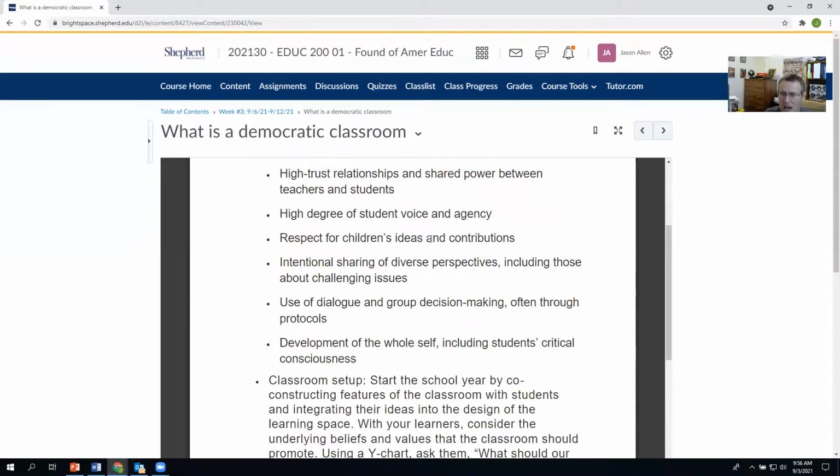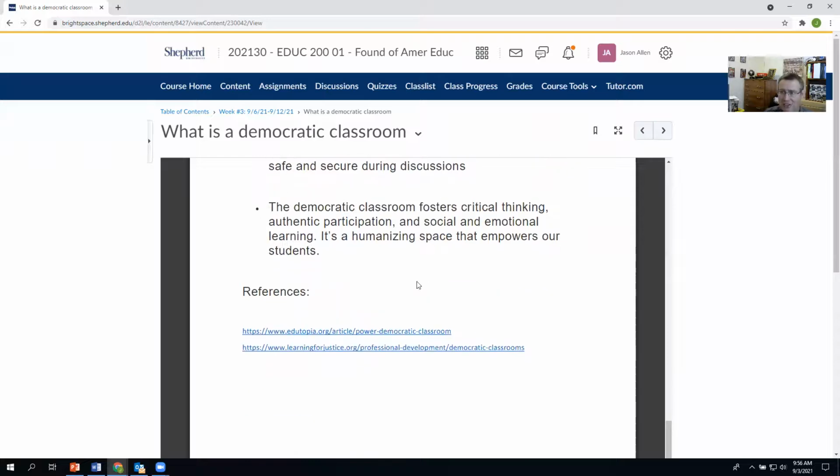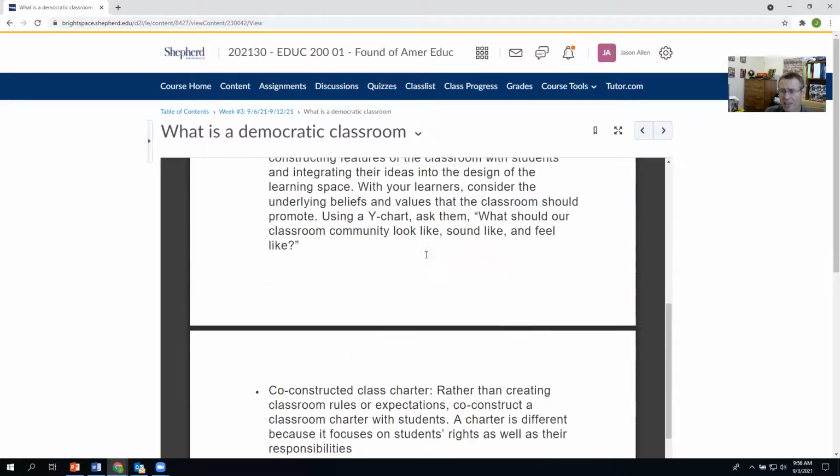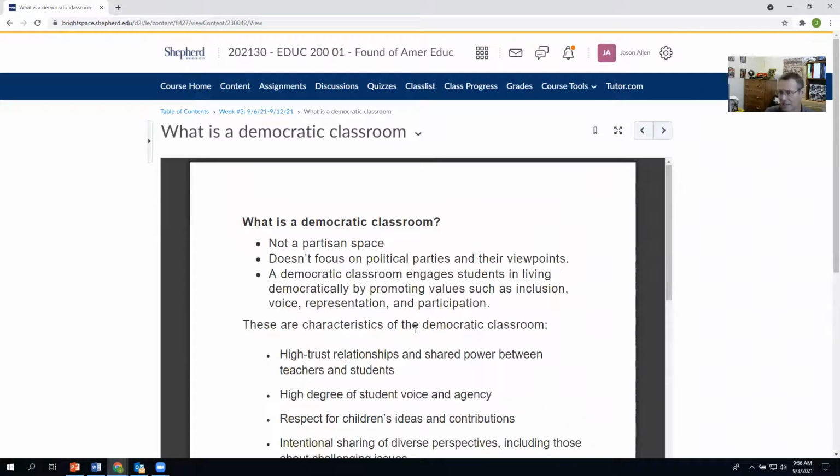This is posted. I put a couple articles. A lot of this is actually taken right from the Edutopia articles. I wanted to make sure to give them a shout out. When I was reading for this, I really liked how they broke it down. So, this is democratic classroom. You're going to be reading on it. You're going to be discussing it.